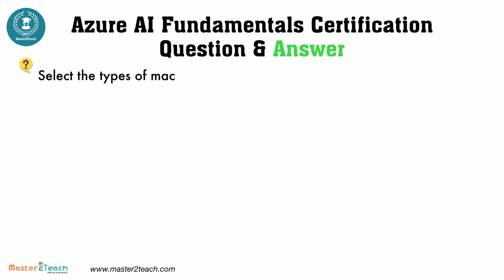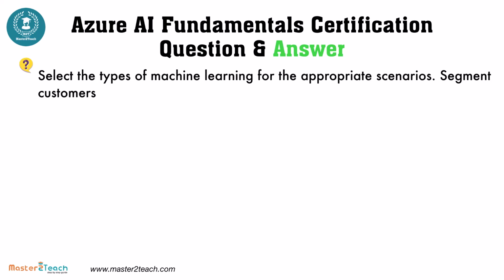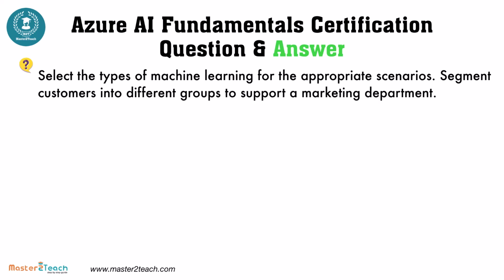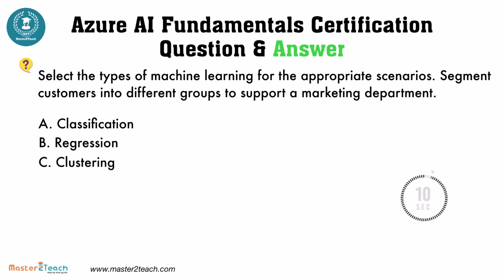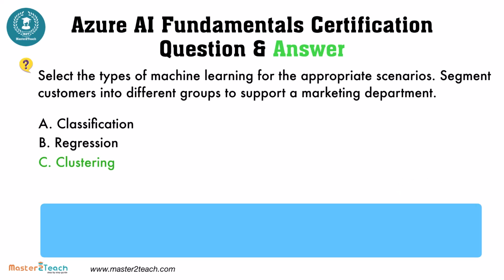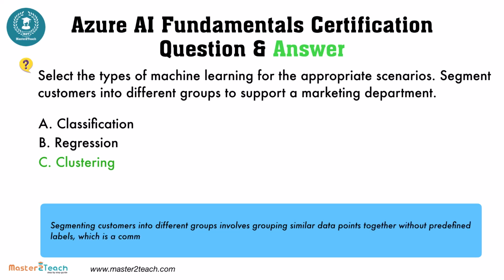Select the types of machine learning for the appropriate scenarios. Segment customers into different groups to support a marketing department. The options are A. Classification, B. Regression, C. Clustering. The correct answer is clustering. Segmenting customers into different groups involves grouping similar data points together without predefined labels, which is a common use case for clustering in machine learning.